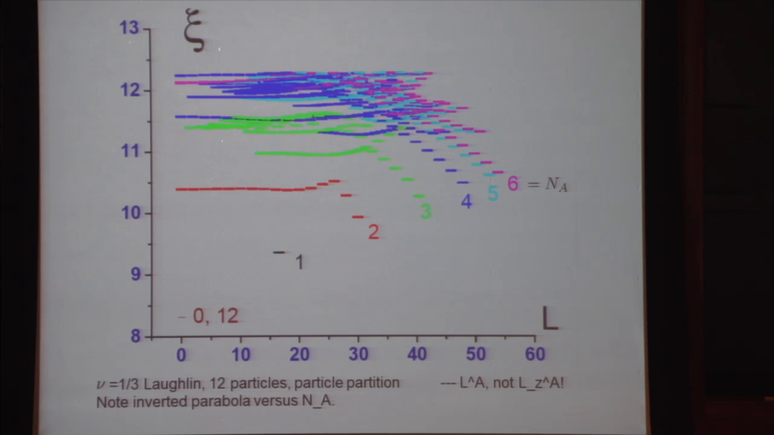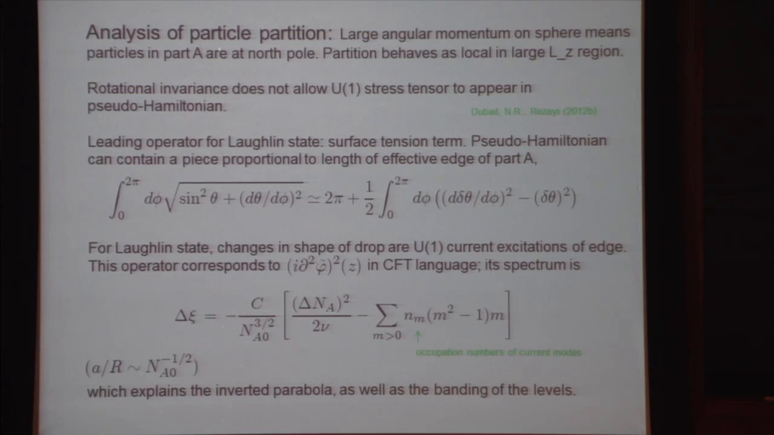That's the L of part A. So if the particles making part A have very large angular momentum, that means they're mostly near the North Pole. And so in this region, we're now back to the picture where if we put them as close as we can, with the largest Lz we can, or largest L we can, this is like the ground state, the Laughlin state. And the excitations, which have smaller values of L, are going to be like edge states.